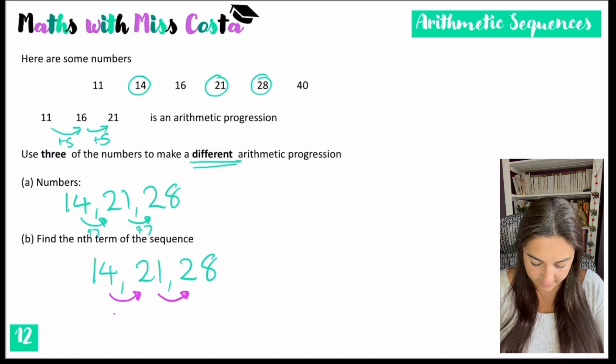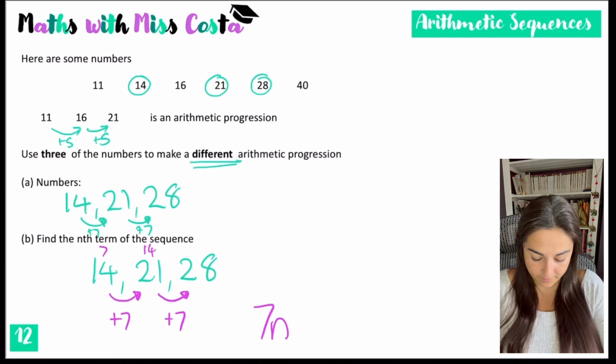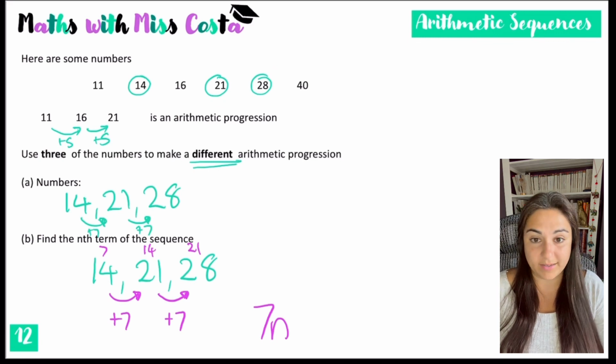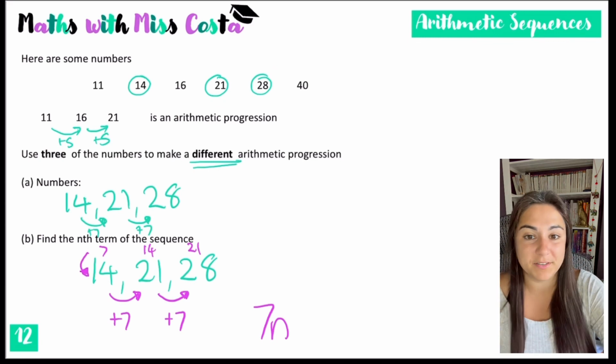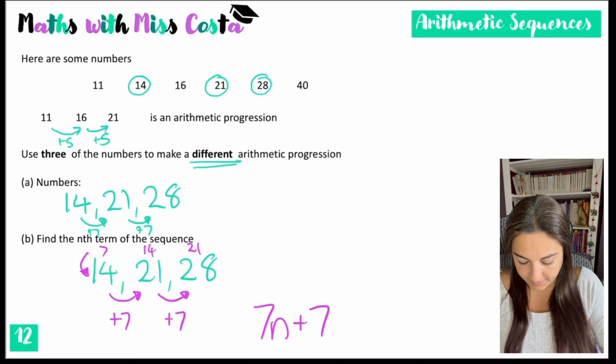Now to work out the nth term, you find the difference between each of these terms, which in this case is 7. So I'd say 7n because that's the times table that it's going up in. And then if I wrote out the 7 times table above here, well, it's similar, but it's been shifted. So how much has it been shifted by? How do you get from 7 to 14? You add 7.